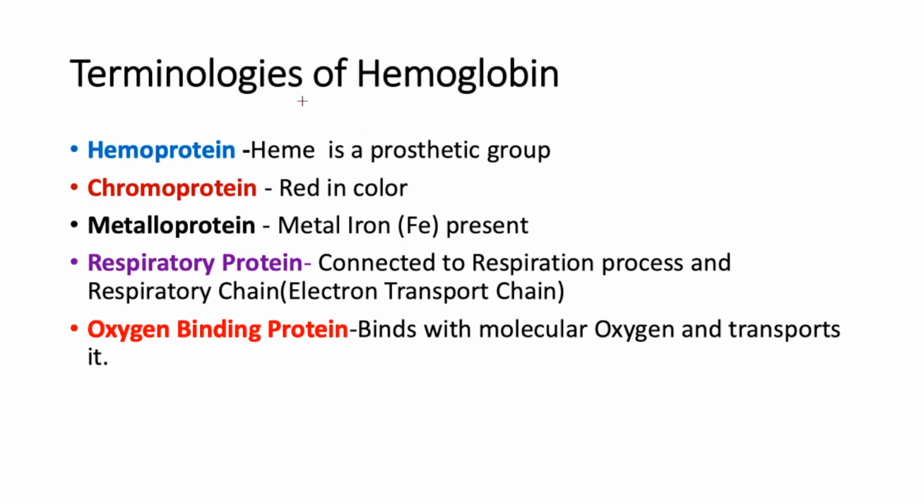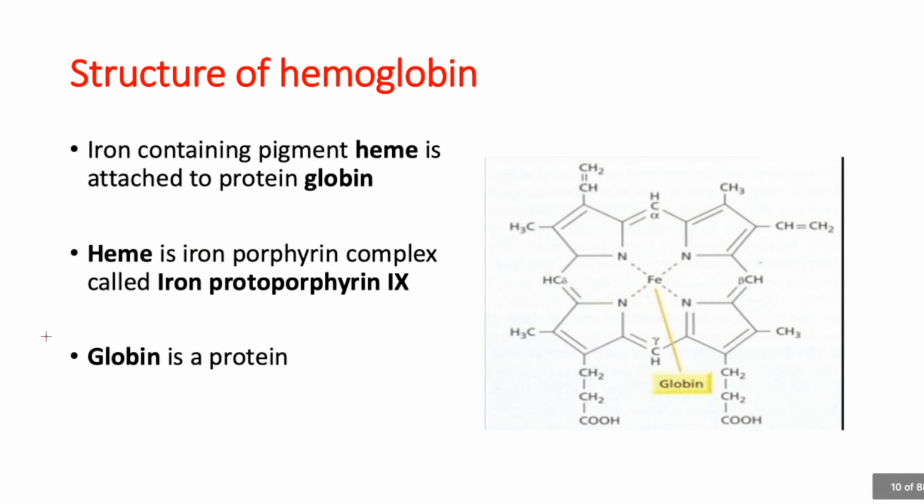There are certain terminologies which are associated with hemoglobin. Hemoprotein means heme is there in that particular protein. Chromoprotein means it has a particular color, that is red. Metalloprotein because it contains a metal, that is iron. Respiratory protein because it connects the respiration process and it acts as an oxygen transfer, right? And oxygen binding protein because it binds with molecular oxygen and transports it. So these all terms are associated with hemoglobin. These all terms you will get to know when you study hemoglobin.